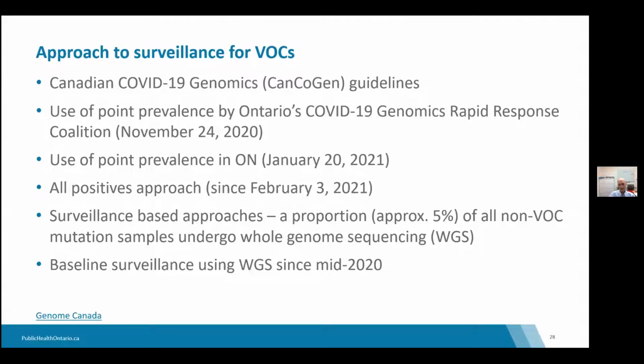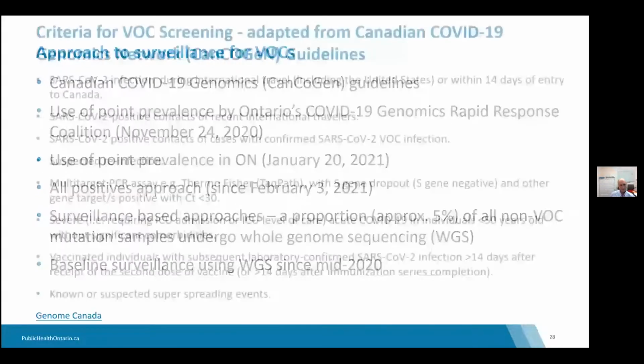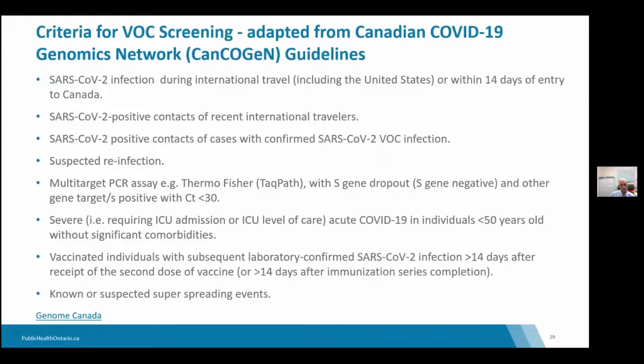And PHO, as well as some partner labs doing sequencing, have been doing baseline whole genome sequencing since the middle of last year. Next slide, please. So I'm going to skip over this slide, but the information's there. A lot of these criteria I'm mentioning through the other slides that you're seeing, but the information is there. It's just showing what the initial criteria were that we were using that are based on the Canadian Genomics Network guidelines. So we can go to the next slide now.